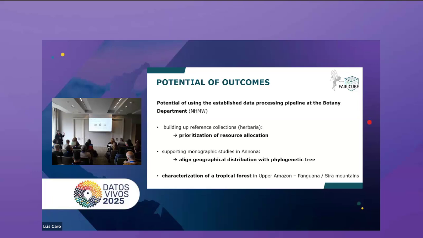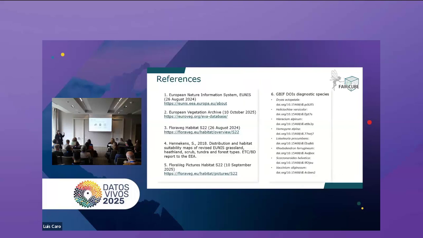And so also useful, for example, for the pipeline processing at the botany department, because with this workflow, we can decide where to allocate resources for the collections, or also how to support monographic studies in the Annona group, and also characterize a tropical forest, for example, the upper Amazon. And thank you.